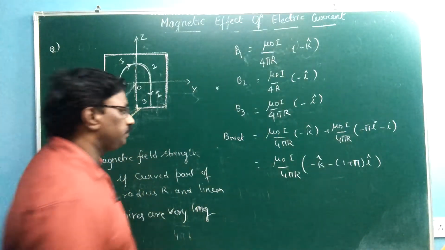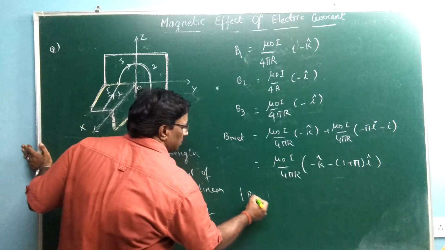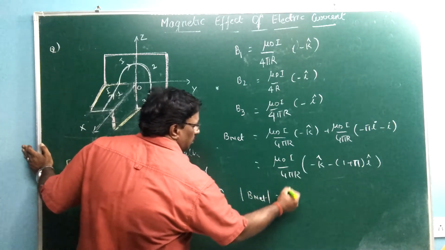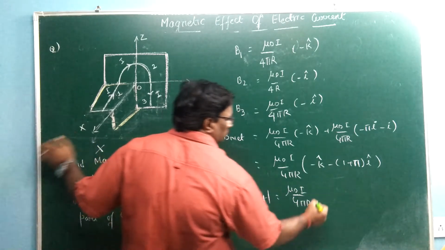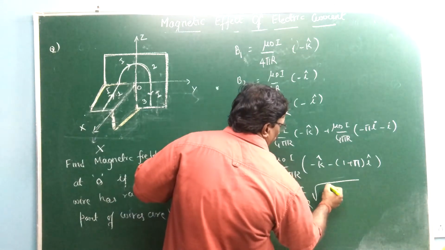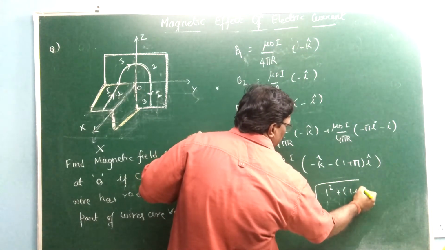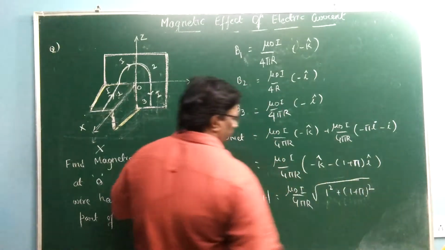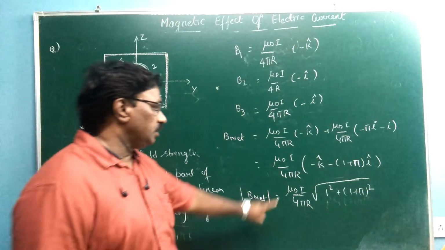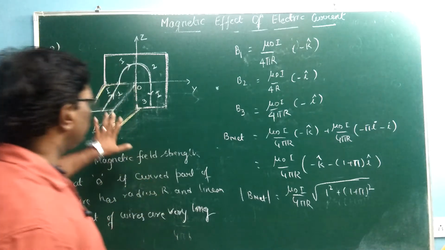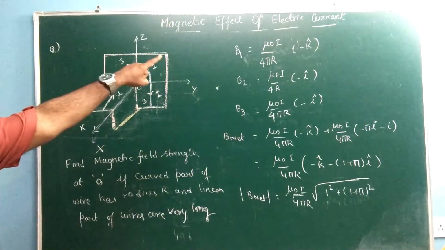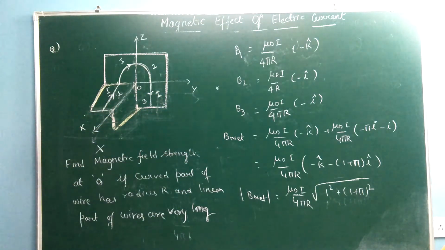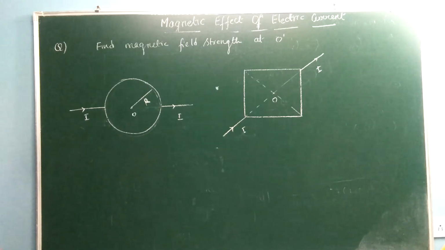Want to give the magnitude? So B net is mu naught I by 4 pi r into the square root of 1 square plus 1 plus pi whole square. That is the way to give the magnitude. This is the way to represent the vector form. Understood this one? Are you able to understand the diagram? Do you know how to give minus k, minus I, minus I? Nice thing. So these are the special cases.